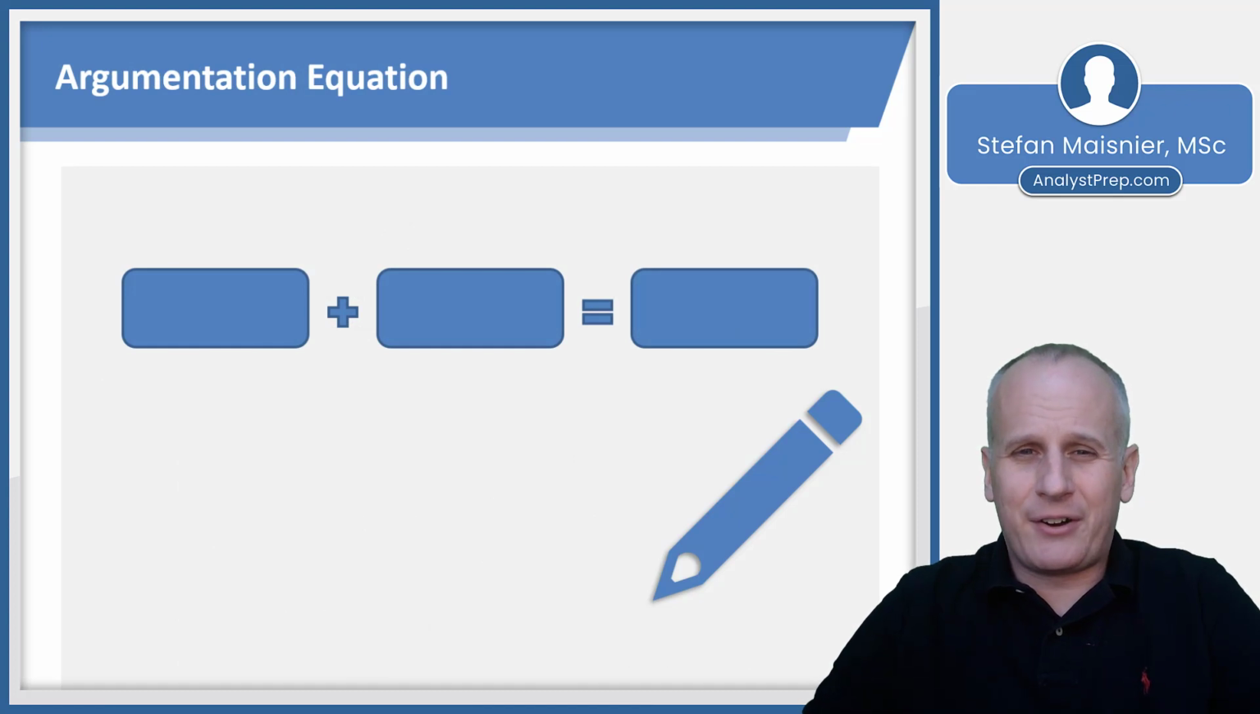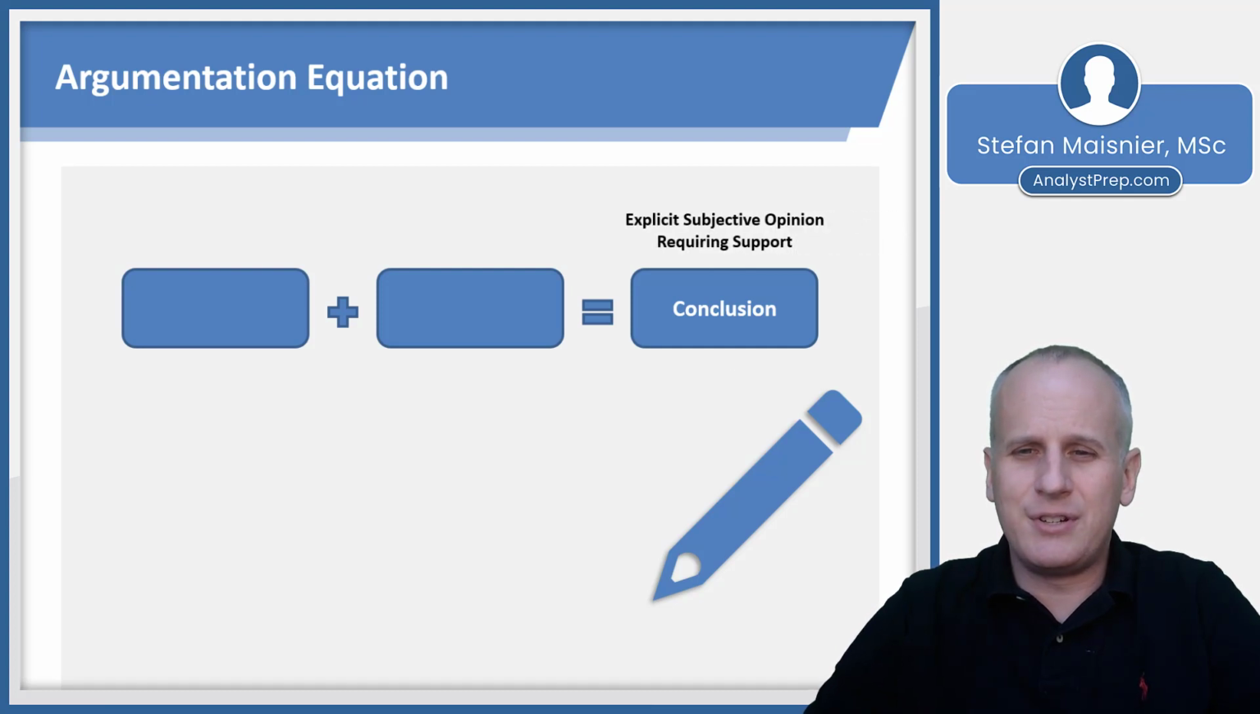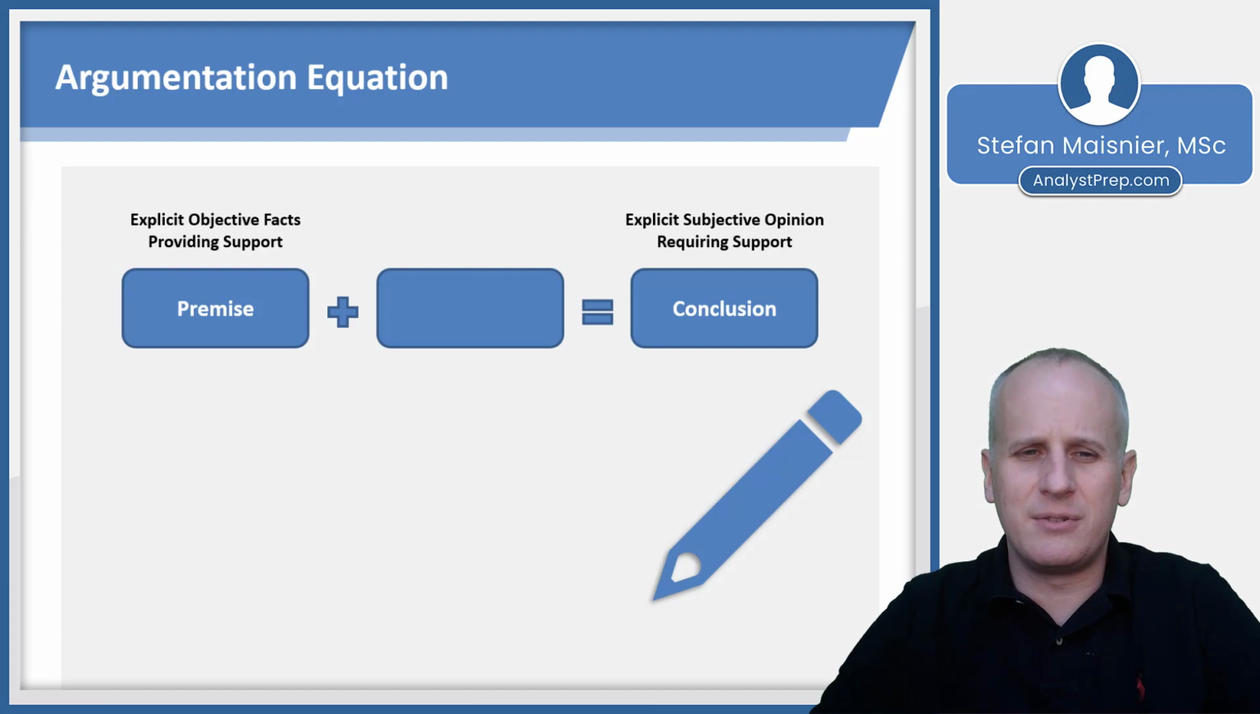Now, let's talk about that argumentation equation that underpins all arguments. First, we know that all arguments will lead up to a conclusion, and that conclusion is going to be your explicit subjective opinion that requires some sort of support. And that support comes from what is known as the premise. And the premise is going to be your explicitly stated facts that are intended to provide support to that conclusion. So, in between the premise and the conclusion, that is your assumption.